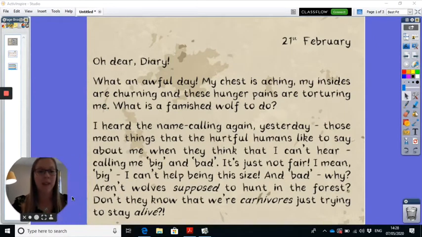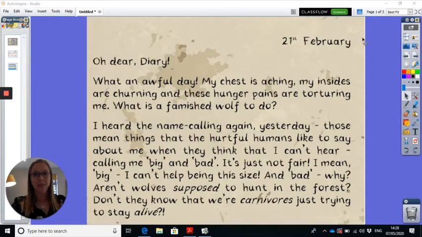Okay, so this is a diary extract you were sent yesterday, 21st of February. Oh dear diary, what an awful day. My chest is aching, my insides are churning, and these hunger pains are torturing me. What is a famished fox to do? I heard the name calling again yesterday. Those mean things that the hurtful humans like to say about me when they think that I can't hear, calling me big and bad. It's just not fair. I mean, big? I can't help being this size. And bad? Why? Aren't wolves supposed to hunt in the forest? Don't they know we're carnivores just trying to stay alive?